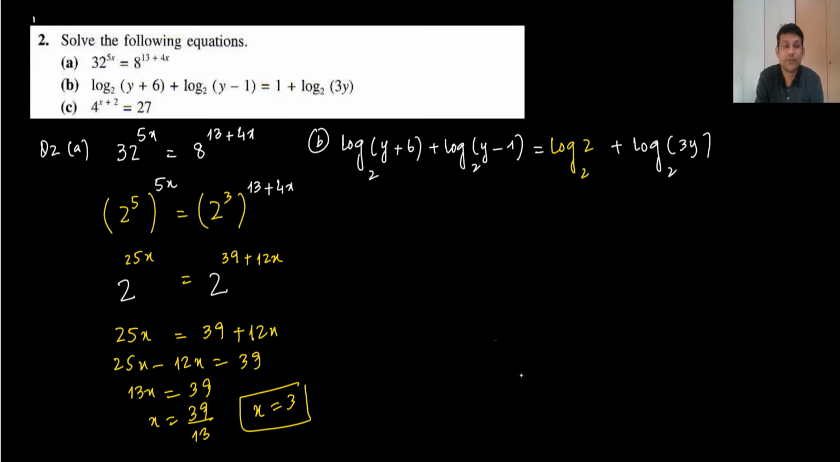So now, when the bases are the same and we have plus, normally when you want to compare this, you have to write a single log on both sides. So log base 2, because the bases are the same, and plus means we have to multiply: y plus 6 into y minus 1 is equal to, since the bases are the same and there is no coefficient with log, I can write 2 multiplied by 3y.